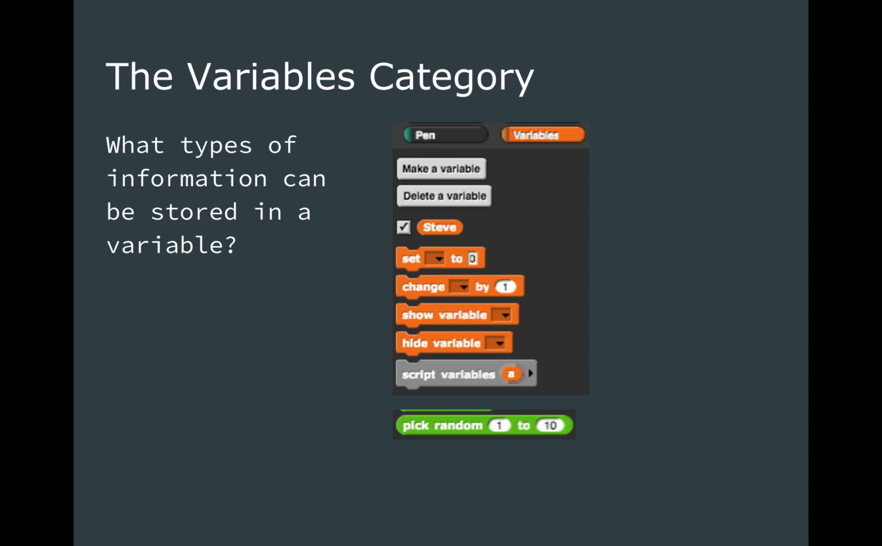You can change a variable value. So if it's numerical and you say change by 1, it'll go find what the value was before, and then it will update it by 1. So if it was 5 before, it'll become 6.